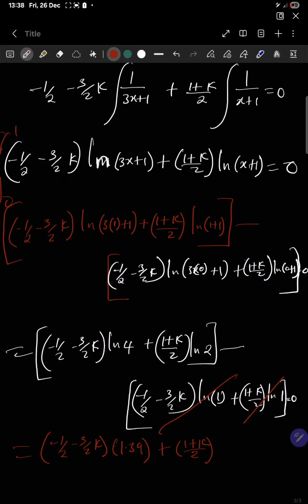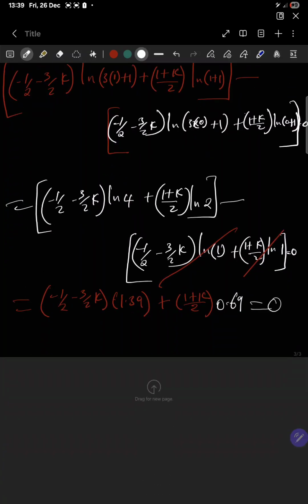So if you are to get natural log of 2, which is on this step here, you are going to find that it is 0.69 as well. So you get 0.69. So you write here 0.69, and then this is equated to 0. Now we need to get the value of k.